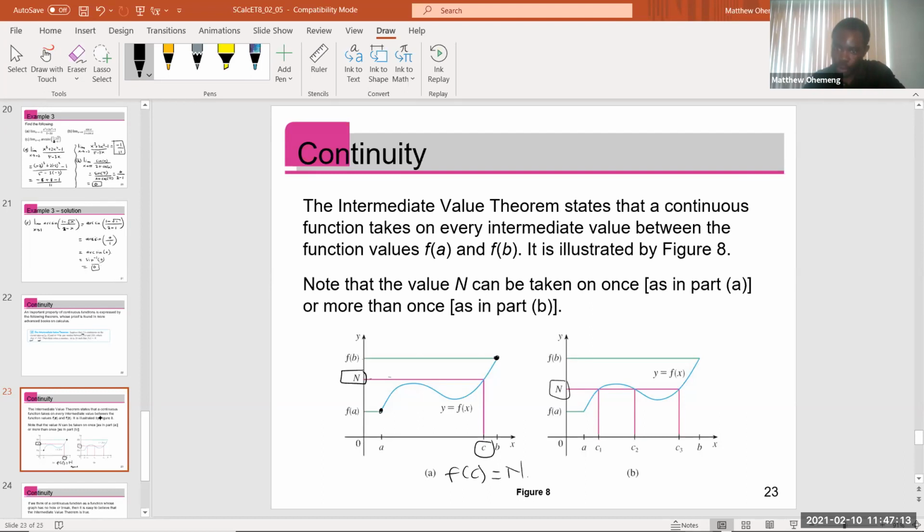So C1, C2, C3, where f of C1 is f of C2 is f of C3, and it's equal to what? N. And these c's are in between the a and b. So that's what the IVT is saying. The proof is beyond this class, but here we just have to understand it using the graphs, right? So it makes sense. Are you okay with this? So that's the intermediate value theorem. Any questions here?